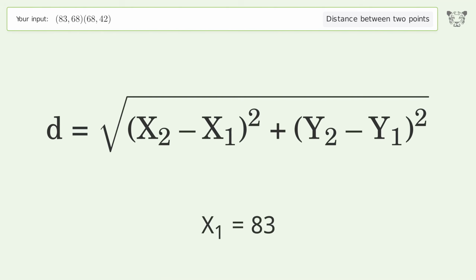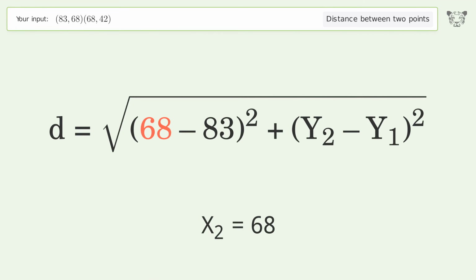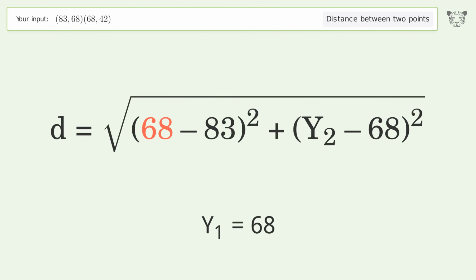x1 equals 83. x2 equals 68. y1 equals 68. y2 equals 42.